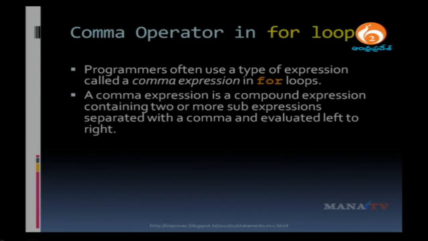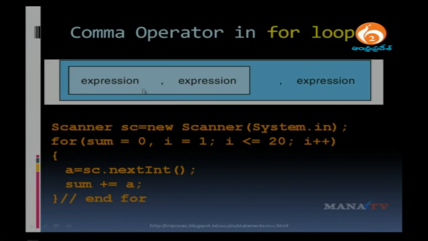A comma expression is a compound expression containing two or more sub expressions separated with a comma and evaluated left to right. After writing the comma, you can write some more expressions also, but two semicolons are mandatory in a for loop. The for loop demands the two semicolons.